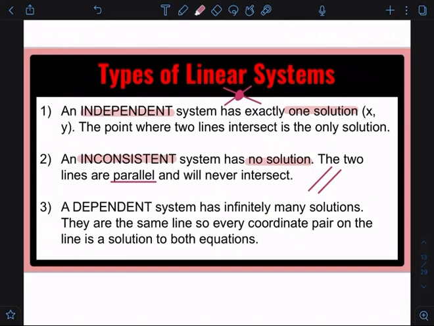And the last one is called a dependent system, which has infinitely many solutions. This means that every coordinate pair is the same. So basically, if I graphed this and then went ahead and graphed this one, those are both the same exact line, which means they cross at every single point. So that's a dependent system because they have many solutions.